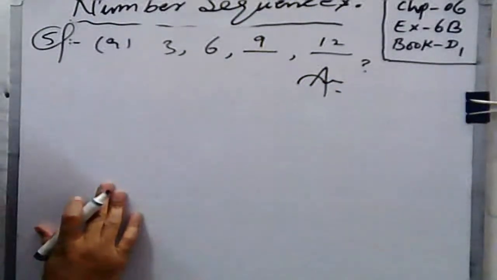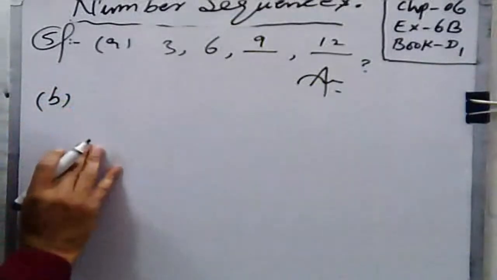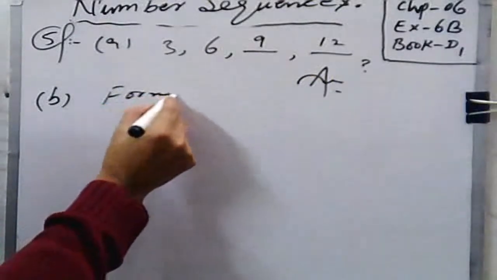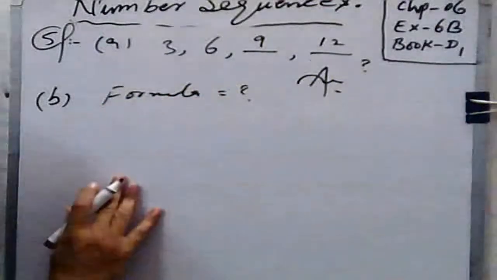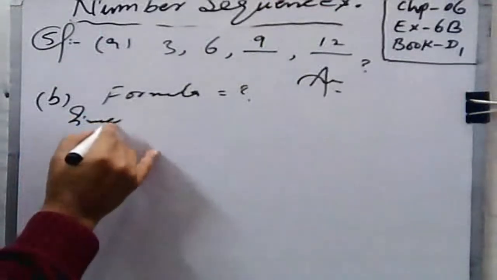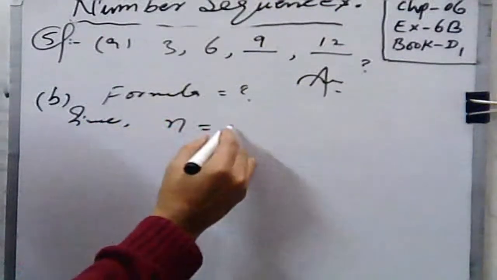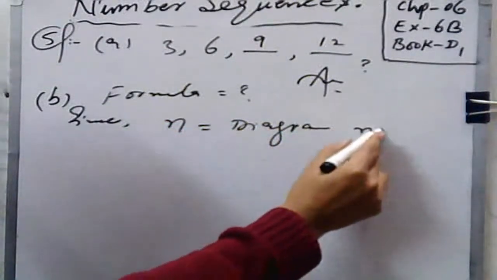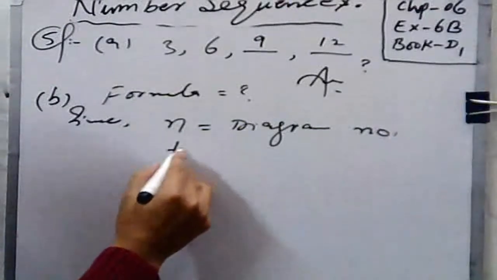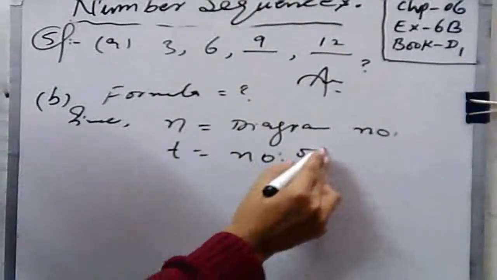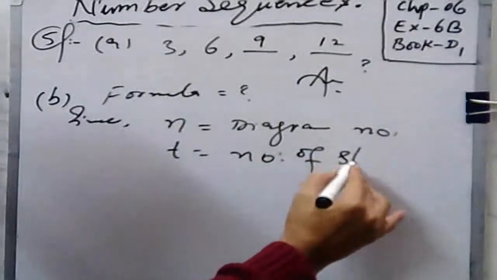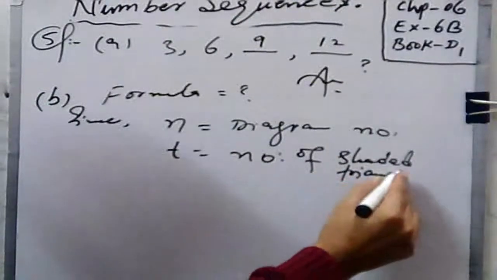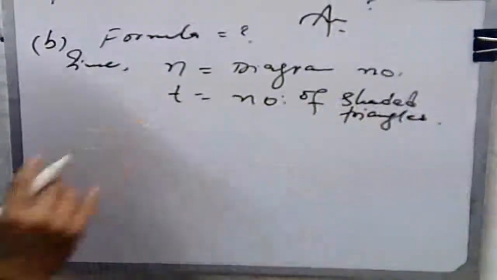Now how to solve the b part? We have to make the formula. We have been asked to make a formula. If you read the statement, it is given that small n is equal to the diagram number or figure number, and small t is represented by the number of shaded triangles. It means how can we find its formula?